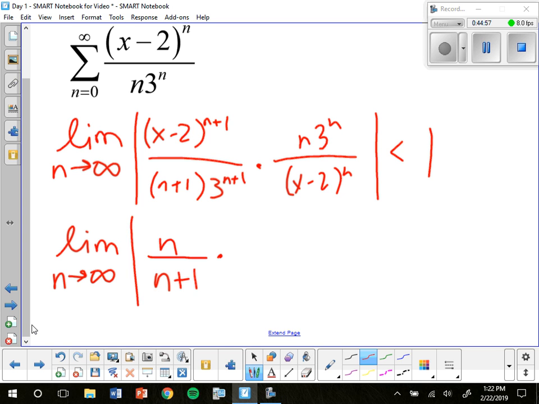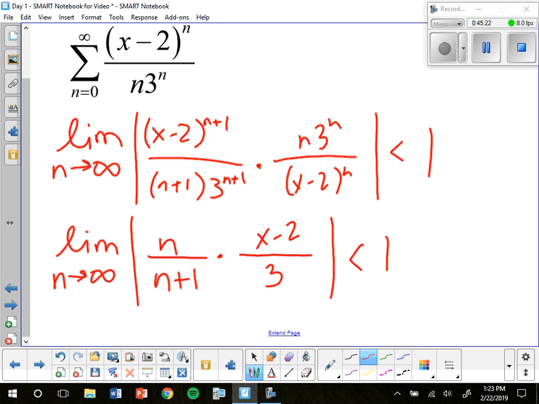Times, where do you want to start? x minus 2. Where do I have an extra one? On top. How many? 1 x minus 2. I got an x minus 2 on top, over 3. So much simpler. That's why you keep it in parentheses, but I usually like to separate it out.